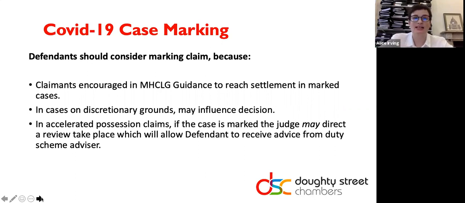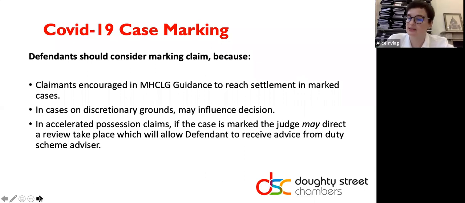It's also fairly clear from the overall arrangements and the guidance that where there are discretionary grounds, the fact of this COVID impact might influence the decision reached by the judge in relation to the substantive decision. Obviously, these are arguments you could raise at the hearing anyway, but there's no harm in having a big marker on the file and ensuring that certain information is before the court.